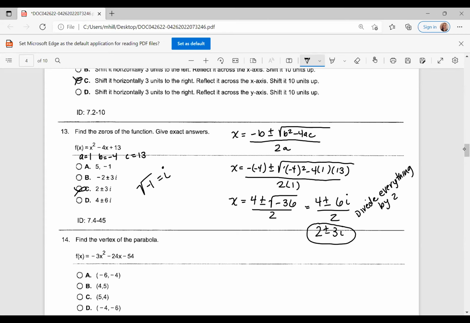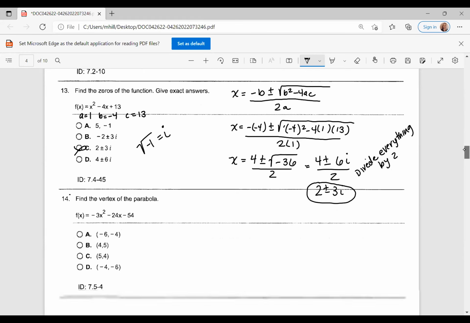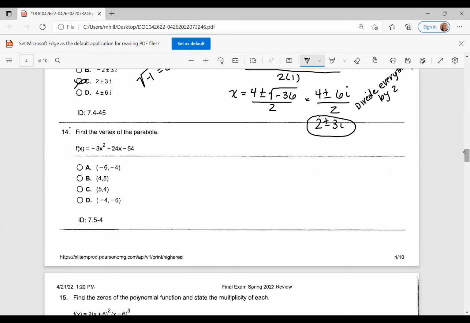Okay, number 14. Find the vertex of the parabola -3x squared minus 24x minus 54. Okay, there's a formula to find the vertex. I like using that formula. The calculator can also help you find the vertex, but if you're not really good at messing with your windows, and I don't mind whichever way you want to do it, it's fine.